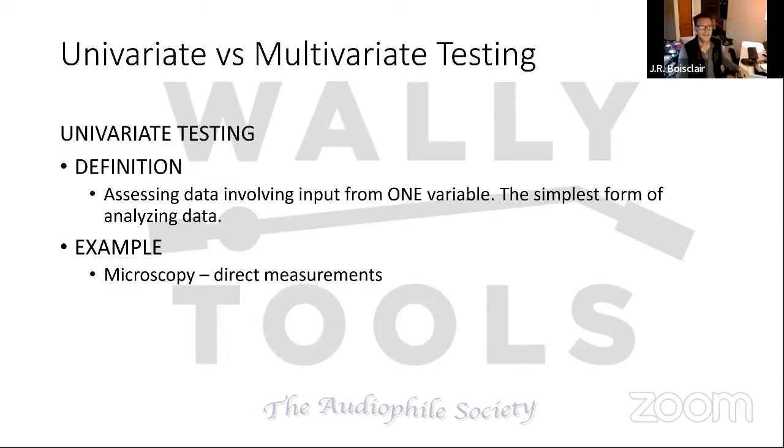We're getting near the end, and then I look forward to the questions. So a quick run over of univariate versus multivariate testing. Univariate testing is when you assess data involving input from only one variable. This is the simplest form of analyzing data. It's the most reliable way of analyzing data, and microscopy is an example. Just measure it directly, okay?